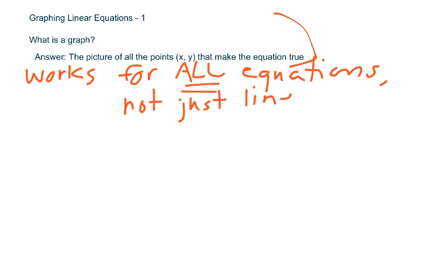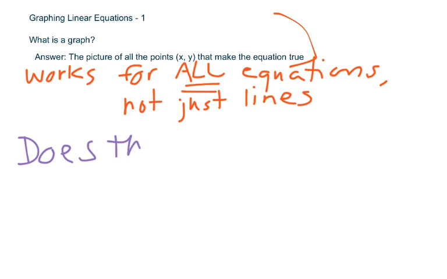And that can become extremely helpful when you're asked to graph things that maybe you're not familiar with what the shape of the graph should be, or in multiple choice tests where you might be asked to match an equation with a graph. You can use this definition to eliminate answer choices and really help you do better on a multiple choice assessment. So it's important to know that this works for all equations, not just lines. So I want to establish what we mean by that, because it won't do us any good if I give you this definition, the picture of the points that make the equation true, if those words don't mean anything to you. So I'm going to ask this question.